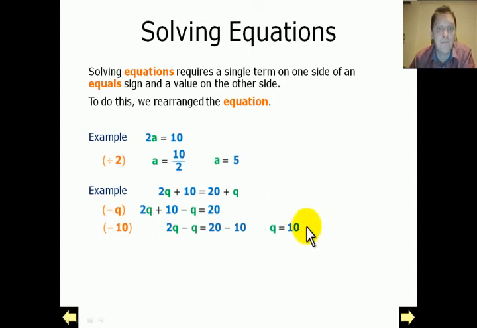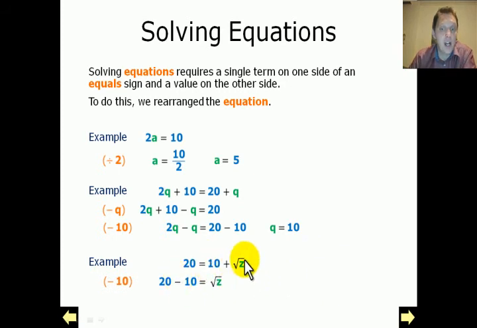Another example here, we've got 20 equals 10 plus the square root of z. Now, if we subtract 10 from both sides, because again, I want to get my letter all on itself on one side of the equal sign, 10 will disappear on the right hand side. Or I could take my plus 10 from the right hand side, take it over to the left hand side, and it will become minus 10. So now I'm left with 10 equals the square root of z.